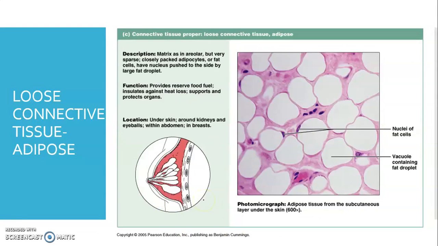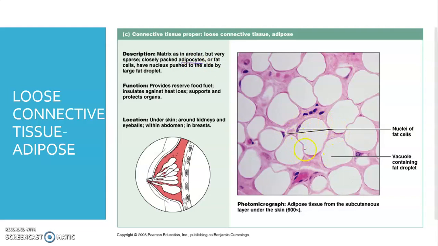And then we go to the loose connective tissue, which is the adipose. How do we describe it? The matrix is as in areolar, but very sparse, and it is quite closely packed with adipocytes, or adipose cells. This is the nucleus, and this is the hole here.